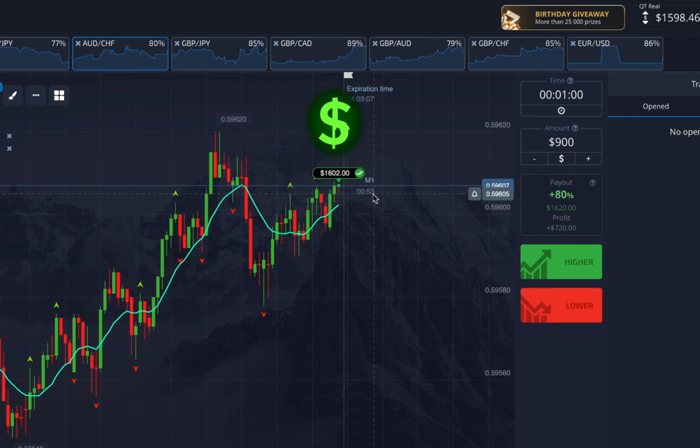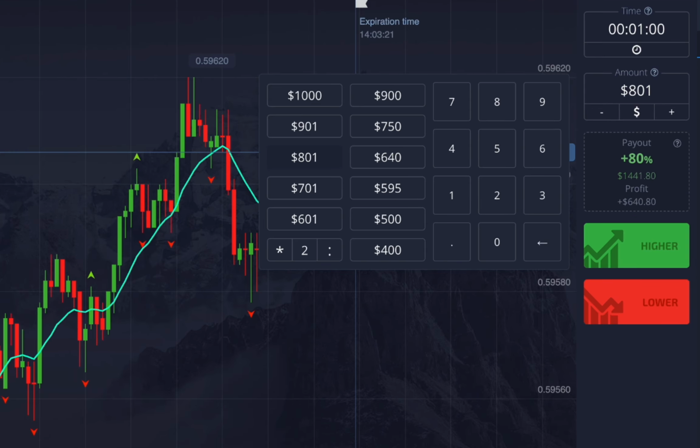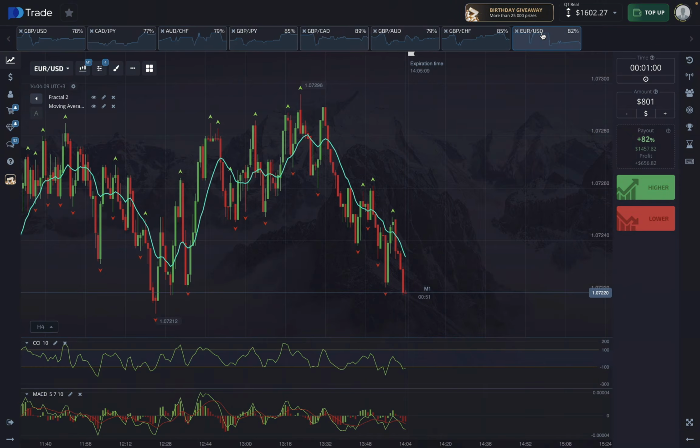The first trade closed in profit. The upward trend continued just as I expected. The trade was absolutely spot on and I'm locking in the profit. Now, let's adjust the trade amount. I'll set it to $801 and open 2 trades with the full balance. Let's continue, and I'll pick the next currency pair.